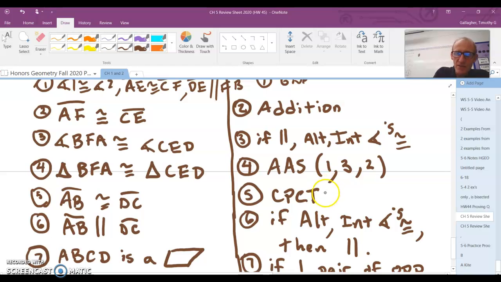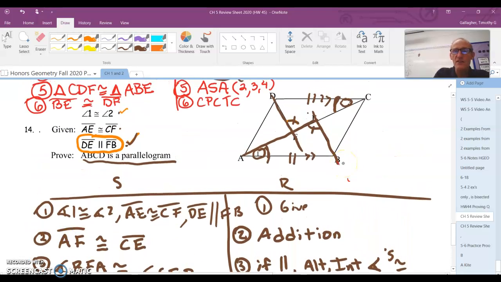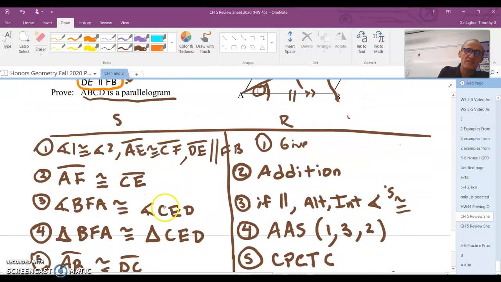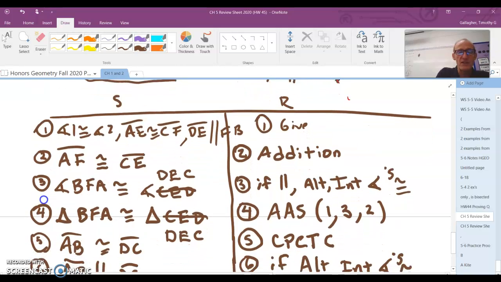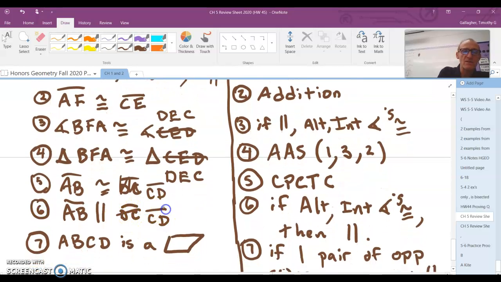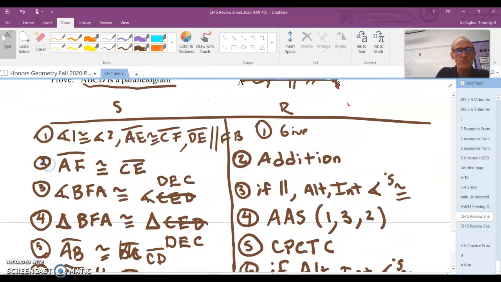Now, CPCTC, got to fix that. I don't like the order of these letters, BFA and CED. So it should be BFA and DEC. And that way we can say that AB is congruent to CD. I just like that better. And then AB parallel to CD. Okay, just the ordering, right? Because we're going from here to B, so we have to go from up here, which is the angle, to D. So C to D and A to B. So anyway, that's it.